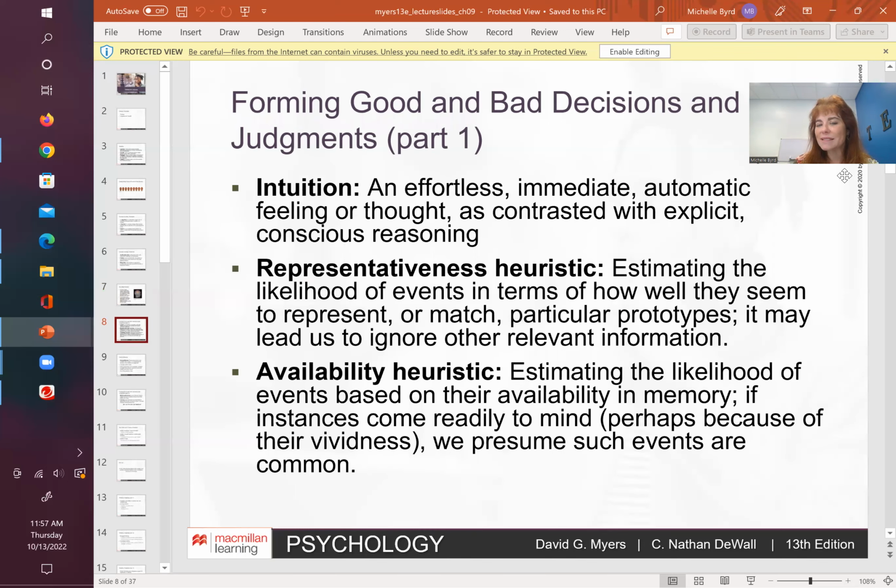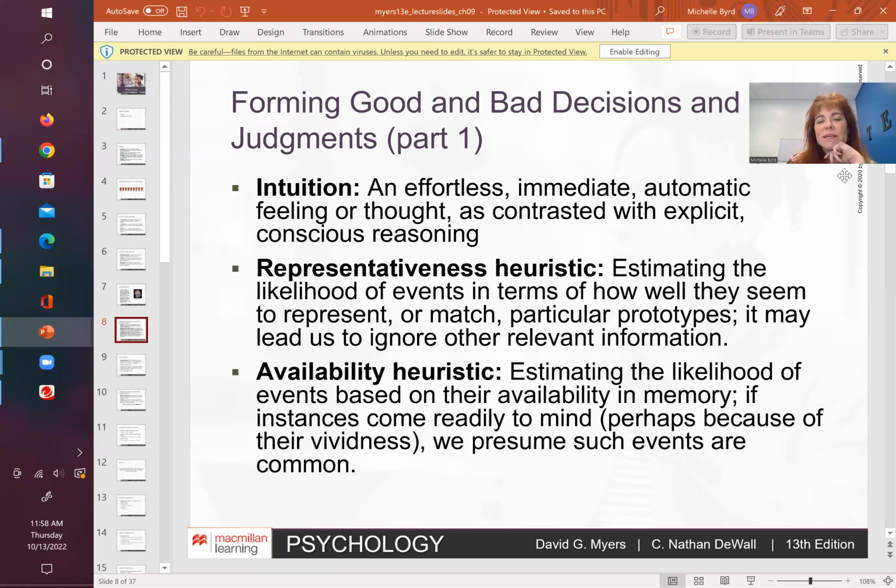Forming good and bad decisions, judgments. What I am attempting to do here is, okay, we're going to leave that there, and I'm going to bounce around a moment. Still getting used to the book and the way they put things a bit differently. So intuition, that's an effortless, immediate, automatic feeling, where conscious reasoning is just there.